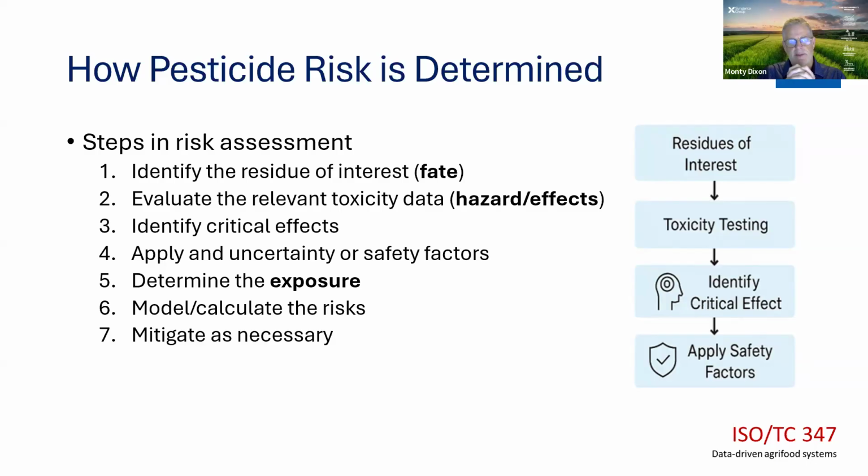Once we determine that, then we go through and apply uncertainty and safety factors. So for example, with extrapolation from one endpoint, from one species to another, you build in safety factors to ensure you take into account the differences between those species. Once you have the safety factors, you also have to analyze what is the potential for exposure.